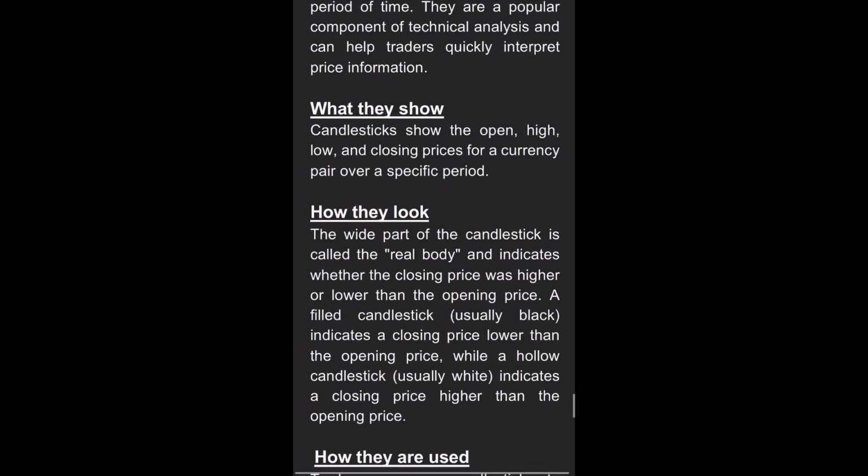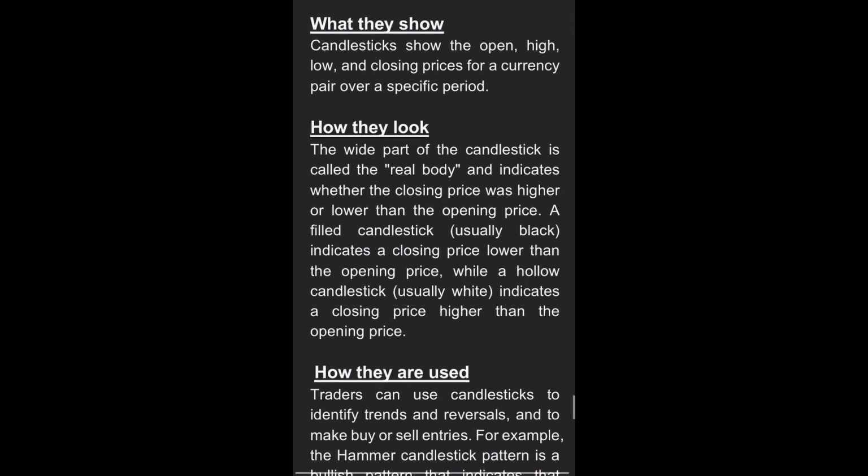What they show: a candlestick shows the opening, high, low and closing prices of a currency pair over a specific period. How they look: the white part of the candlestick is called the real body, and it indicates whether the closing price was higher or lower than the opening price. A filled candlestick, usually black, indicates a closing price lower than the opening price, while a hollow candlestick, usually white, indicates a closing price higher than the opening price.